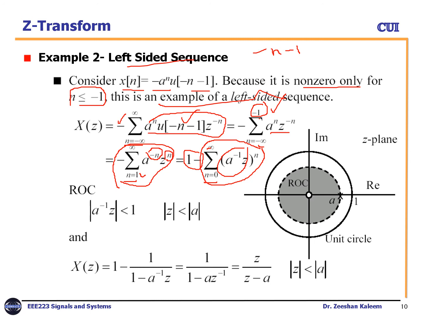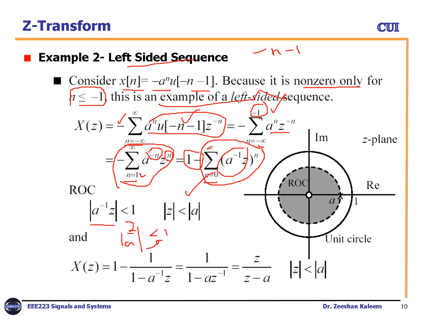So for the region of convergence, a^-1 z should be less than 1, and from here you can see that z by a is less than 1, right? And when you move a to the other side, it becomes z should be less than a. So here the limit is z should be less than a.